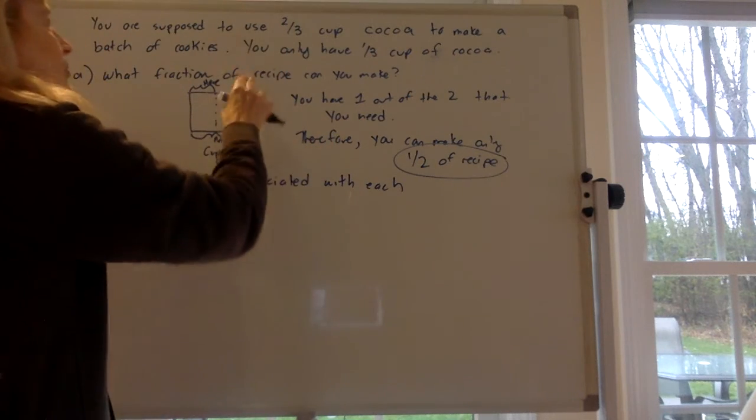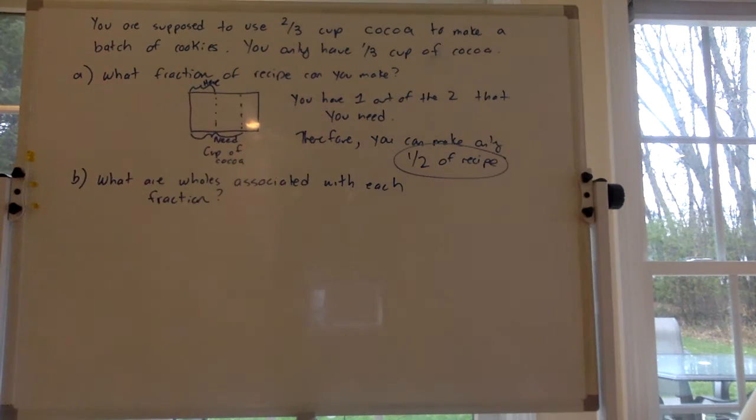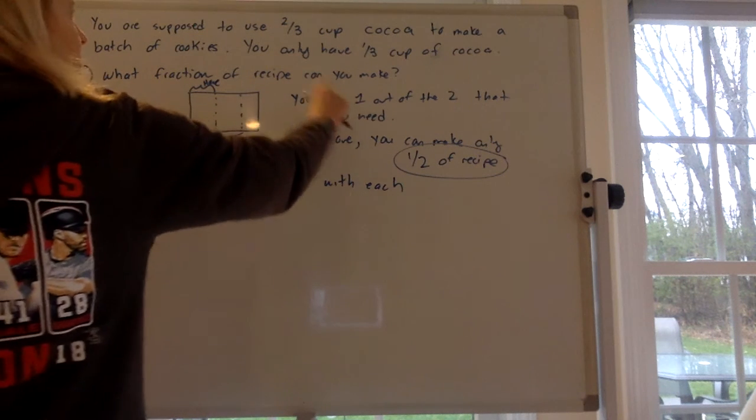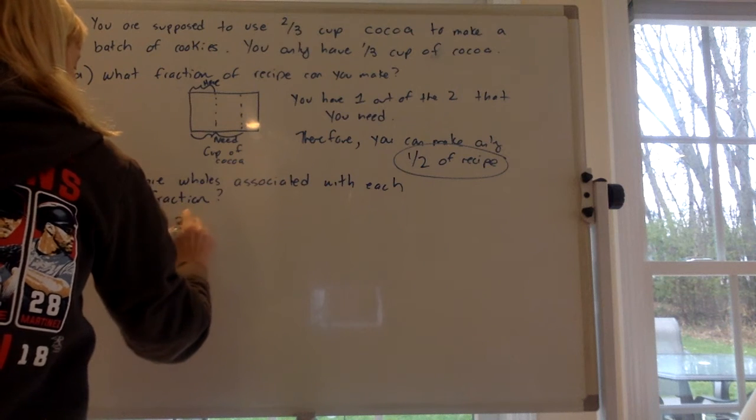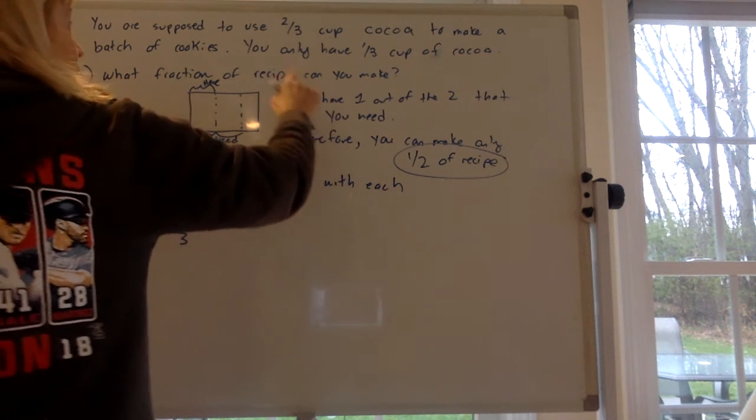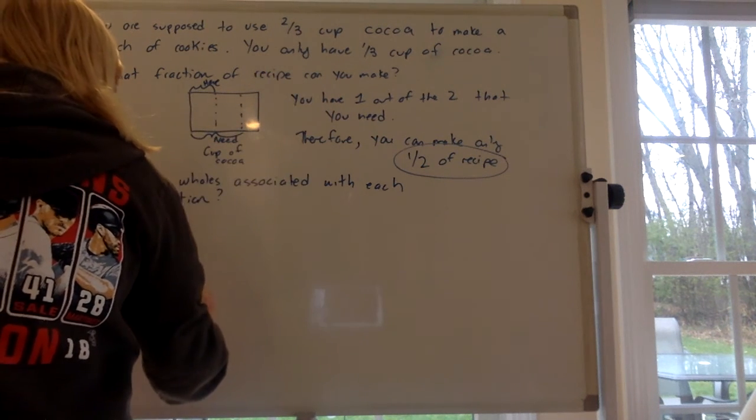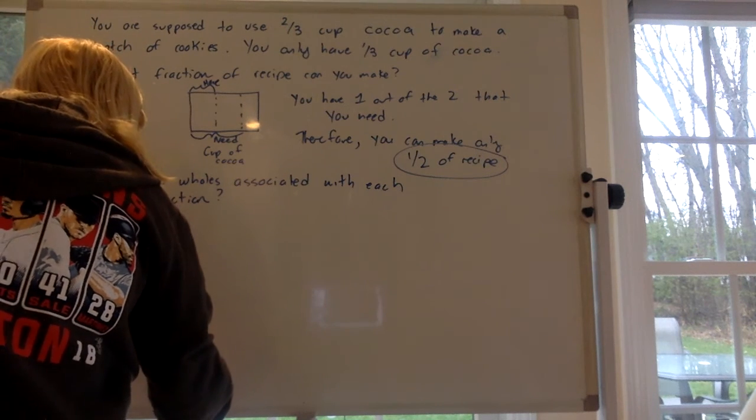You need 2, you only got 1, you can only make half. This is assuming you have all the other ingredients, okay? Whatever else you need. So what if I ask you, what are the wholes associated with each of these fractions that you see? I see 3 different fractions. I think I see 2/3, I see 1/3, and I see 1/2 our answer.